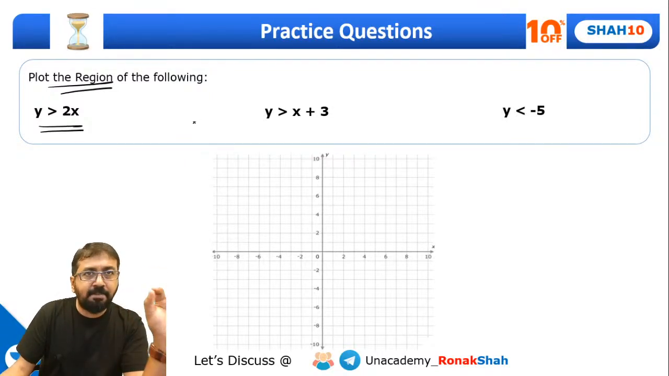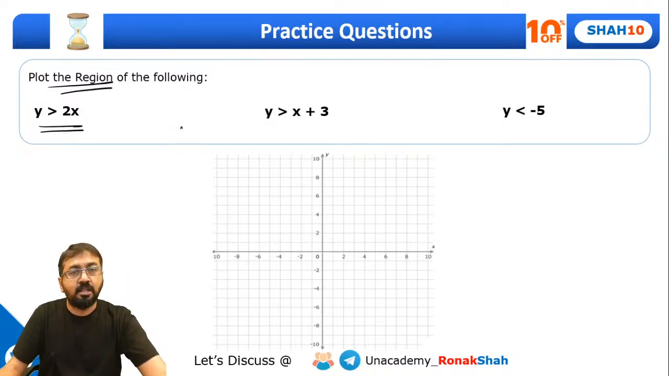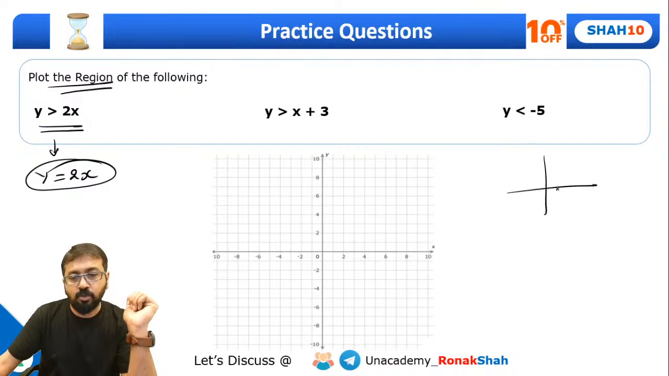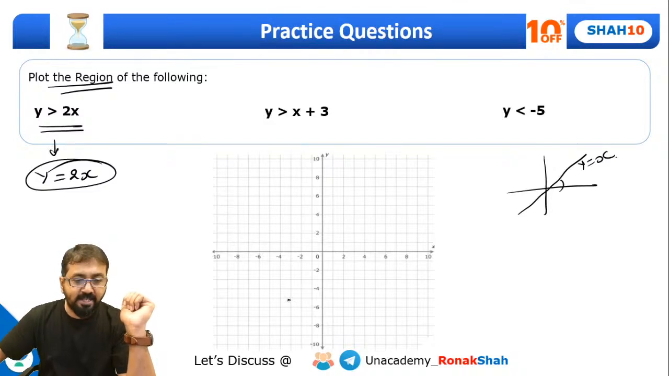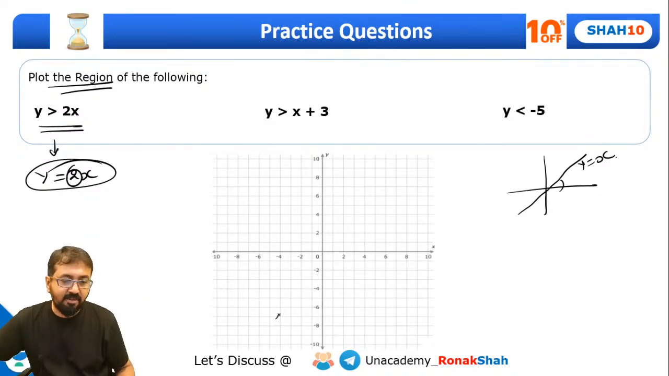So guys, the simple way to plot the region for an inequality is to convert that into an equation, plot the graph or line of that equation, and then identify the correct region. So for example, first I'll consider this as an equation, y equal to 2x. You understand y equal to x is a straight line at 45 degrees. This is the line for y equal to x. So what will be the graph for y equal to 2x? 2x means higher slope. Okay, so the graph will have higher slope. It will be a line like this.